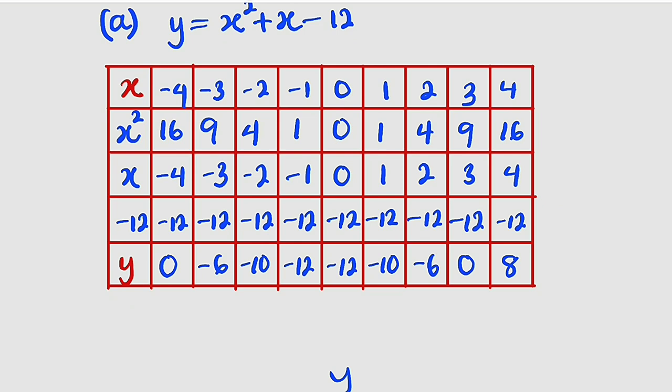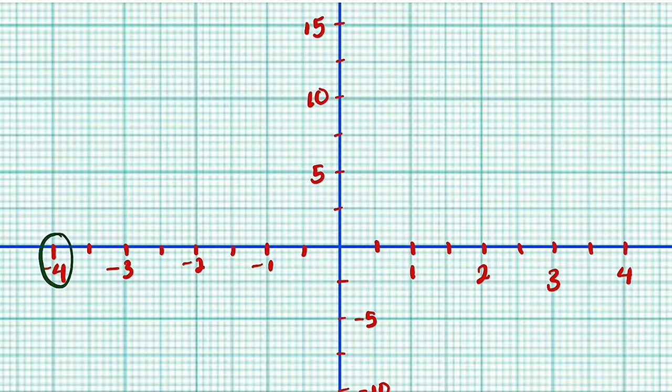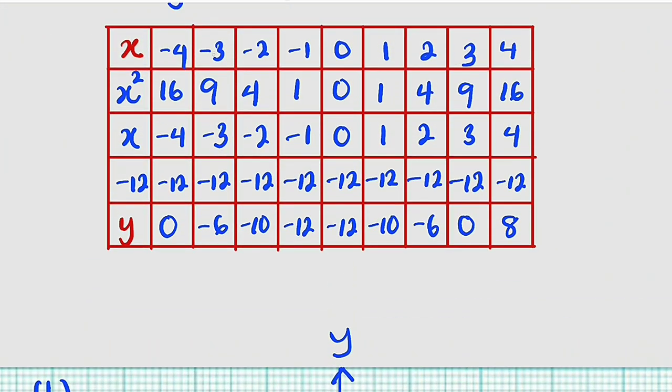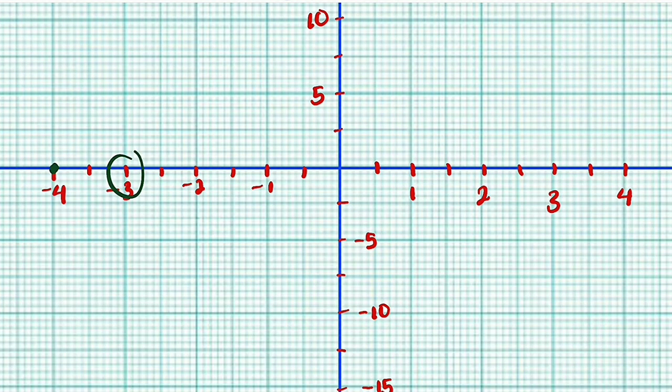So next, because they say we should construct this quadratic function, we already have our table here. What happens when x is -4? y is 0. So that is what we need to locate: -4, 0. This is -4. Where is y equal to 0? Exactly on the point, so that is on the line horizontally. Then next, when x is -3, y is -6. So -3, -6. This is -3, y is -6. Already this is -5, then -6.